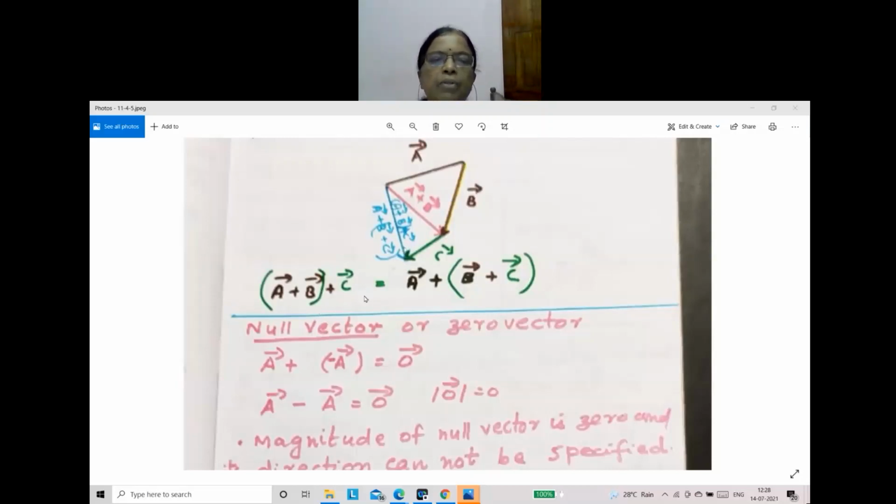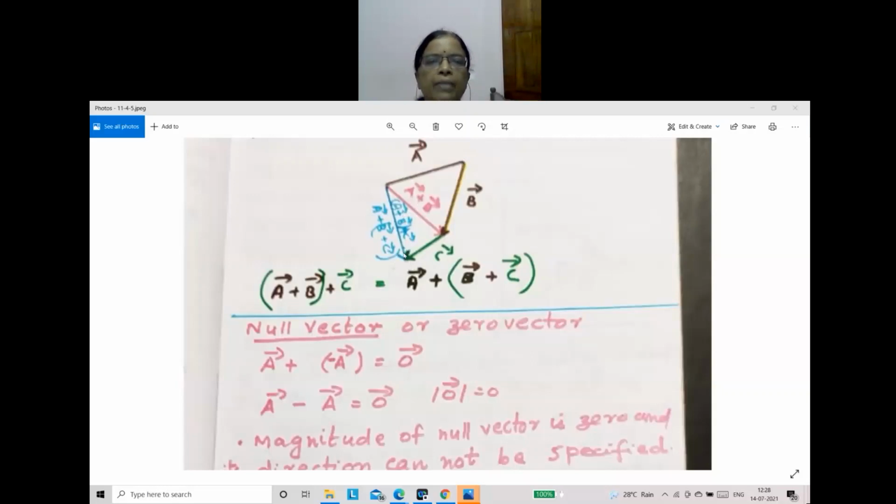Next we have to show that this is the same as A plus B plus C. So next part, same figure we are doing it. B plus C we have to draw. So you just draw a line from, see, this is the tail of B and this is the tip of C. B plus C is obtained by drawing a line from tail of B to tip of C. So B plus C is got.